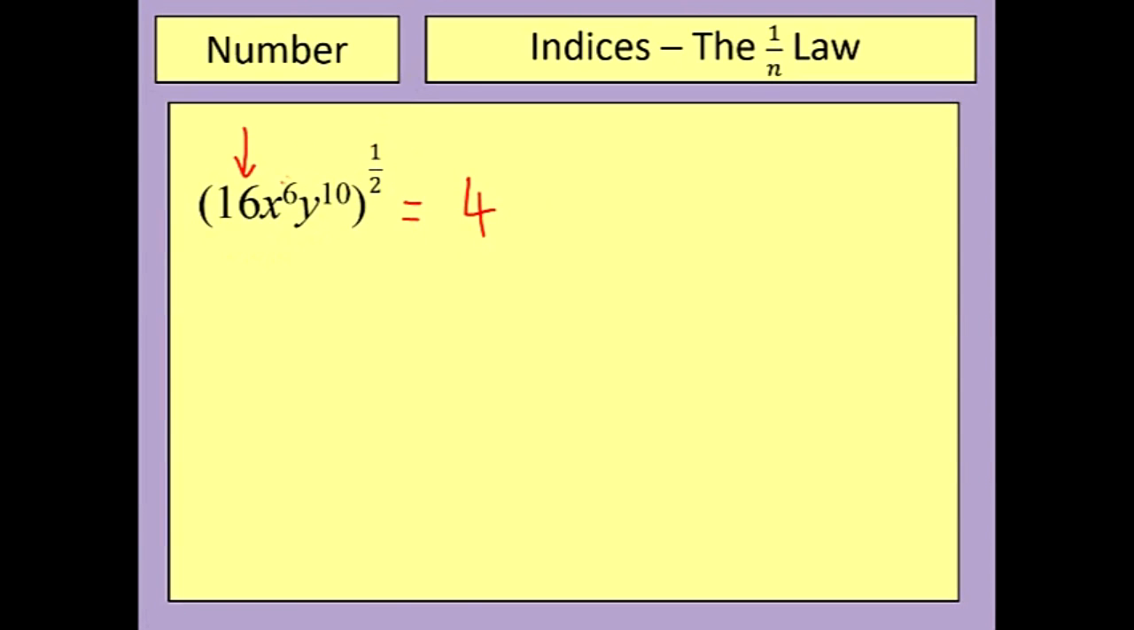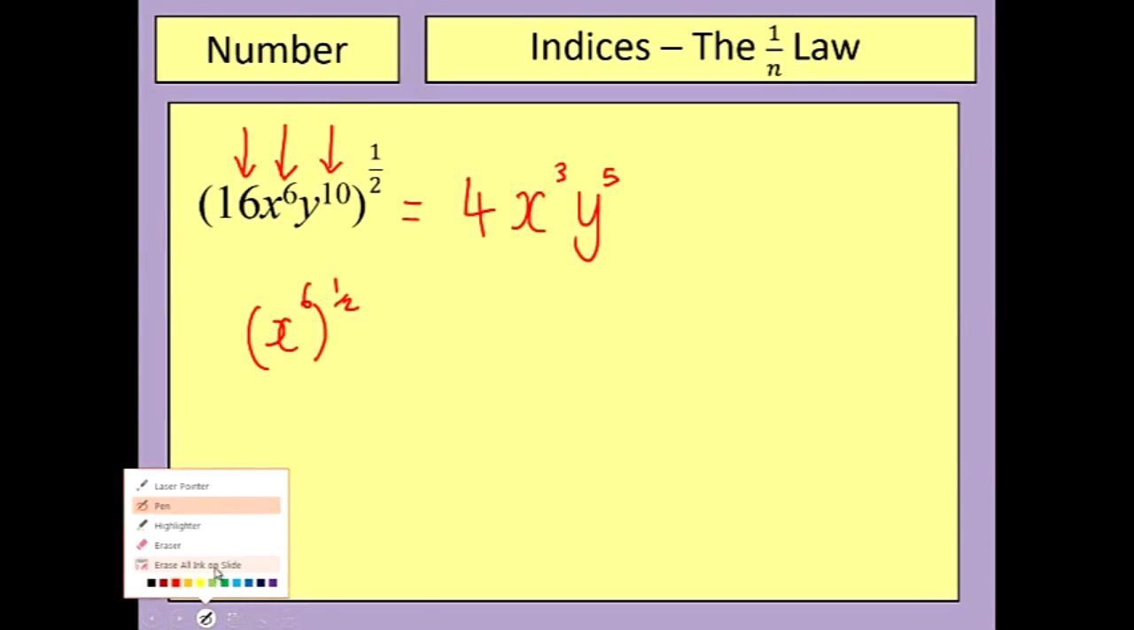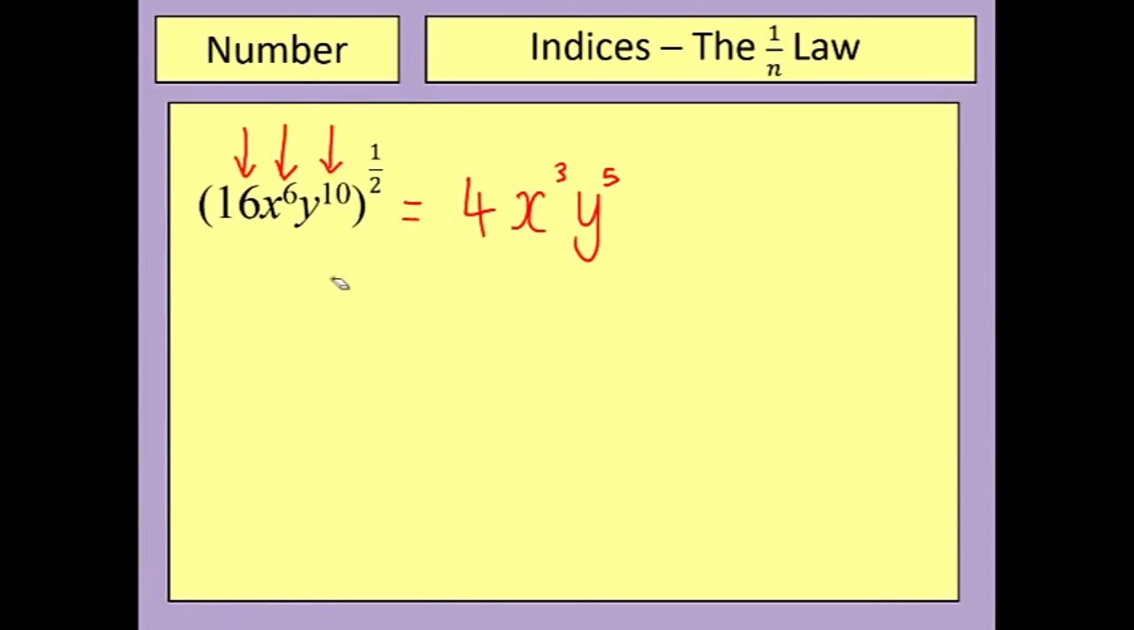And if you think back to the bracket to the power law, when we deal with x to the 6 to the power a half, we are going to do the square root of that. But if you remember, you can simply multiply 6 times a half, and 6 times a half is just 3. So that's an easier way of approaching the question. You just get x to the power 3. And similarly, with y to the 10, well, what's half of 10? That's 5. So it's y to the power 5. So the answer to this question is simply 4, x to the power 3, y to the power 5.